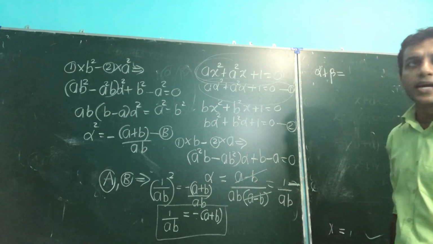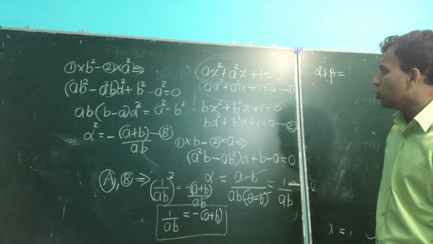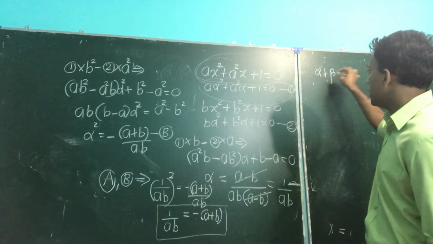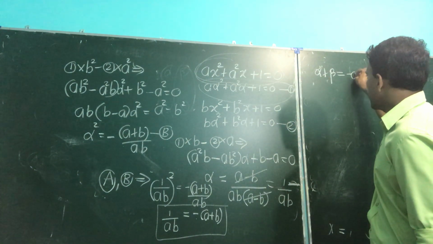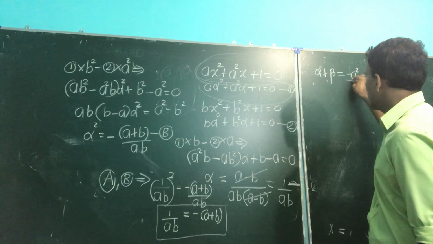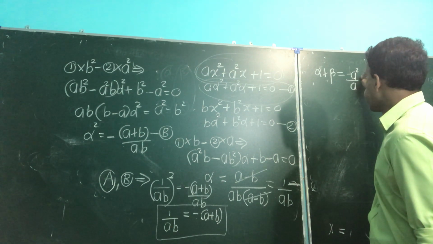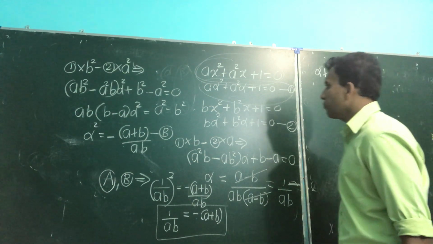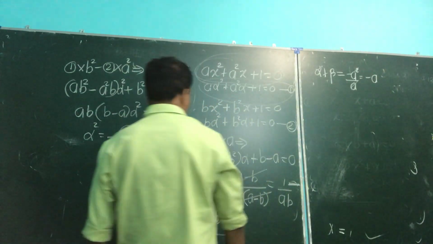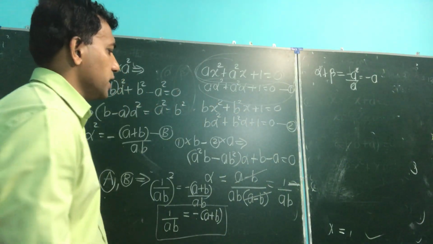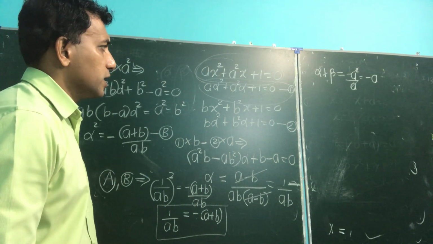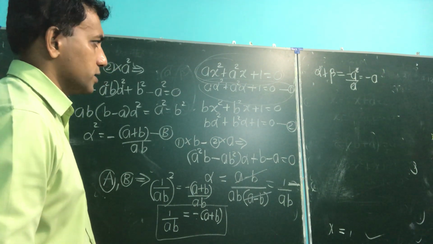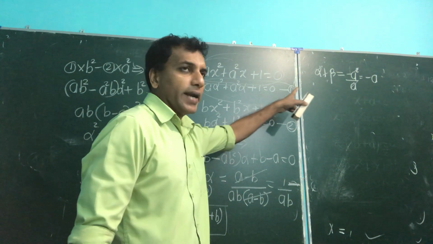Alpha plus beta is what? Minus b over a, no? Minus b over a. So minus a square over a. So here 1a cancel, minus a. Alpha plus beta minus 1 over a.